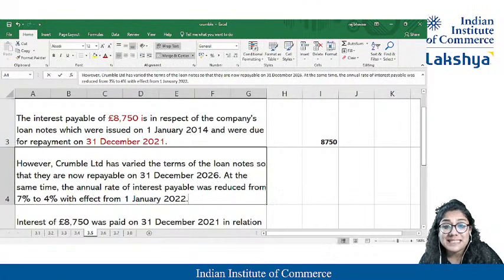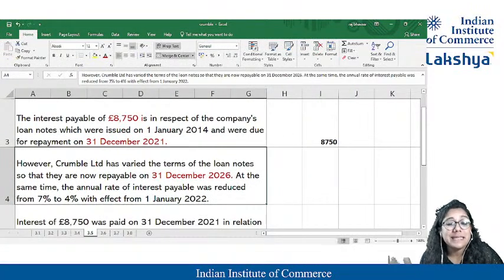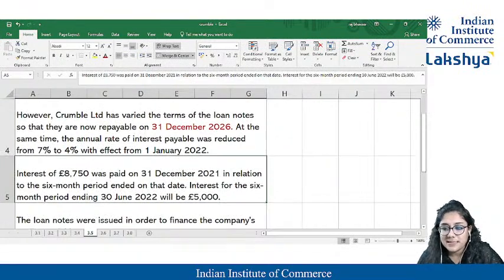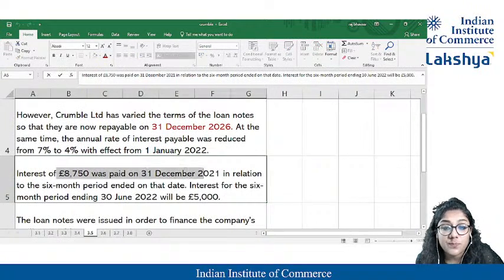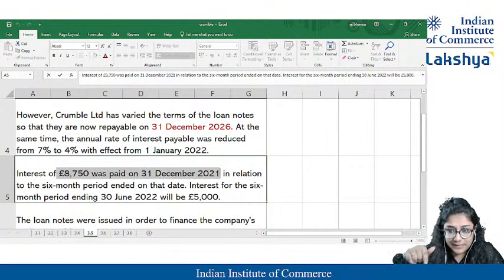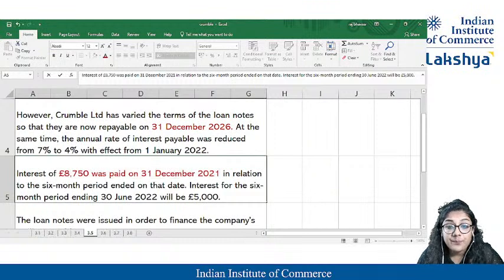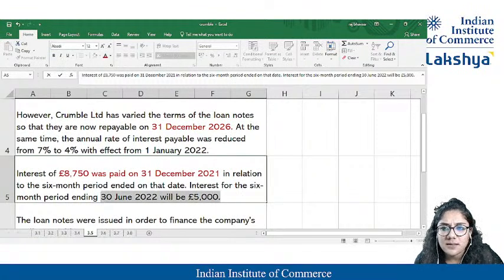Now you want to extend it till 31st December 26. Cool. So 5 years you want to extend it. And when I'm extending it, you want to reduce your interest. Cool. Let's see. The interest of 8750 was paid on 31st December, that is in relation to 6 months. And interest of further 6 months is this, guys.